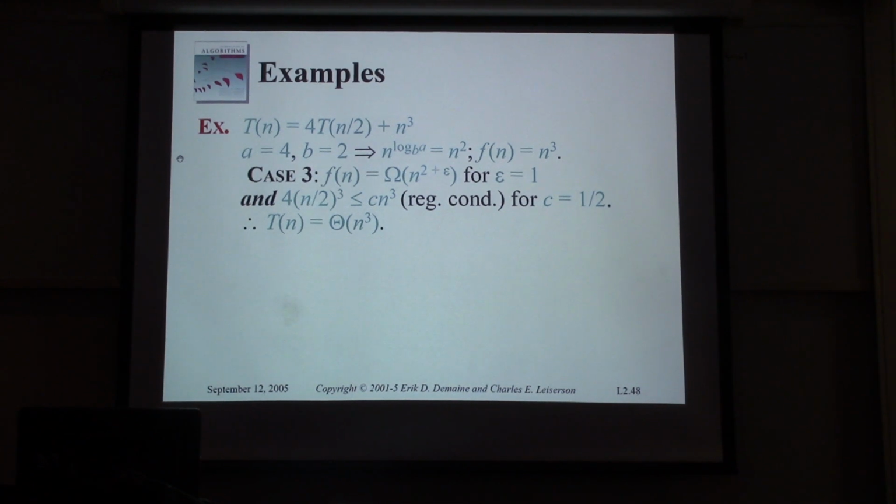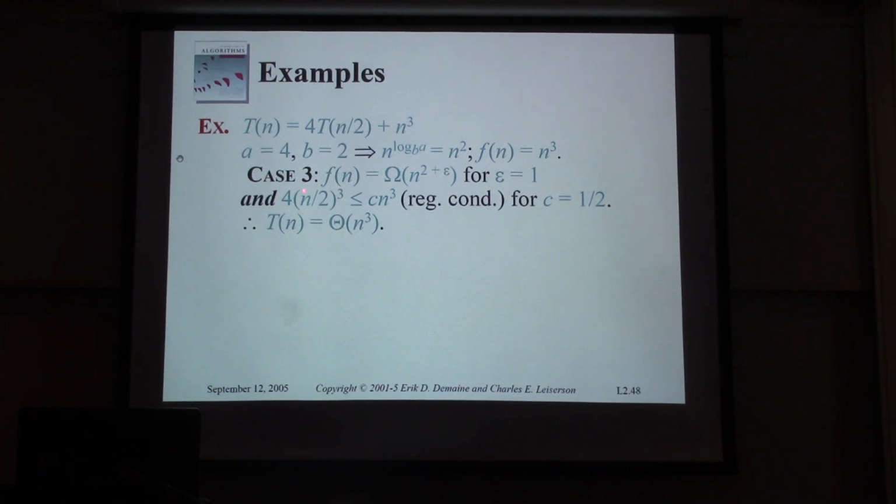Okay? Now, the question is, this is case number 3. We have to make sure what? We have the regularity condition. So the regularity condition says how much work is being done at level 0. N cubed, so we put a c in front of it, okay? C n cubed. And we're going to compare it across all the work at level 1, which is going to be a times n over b cubed.